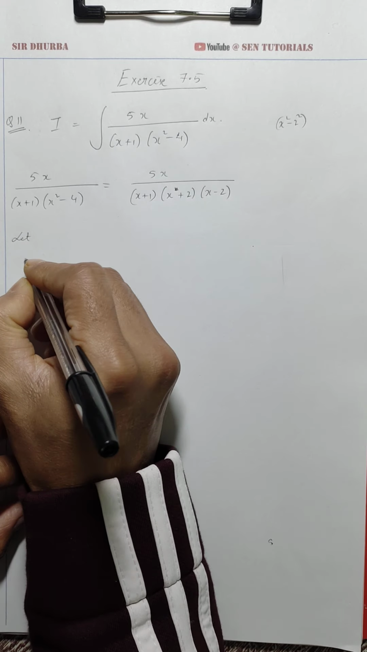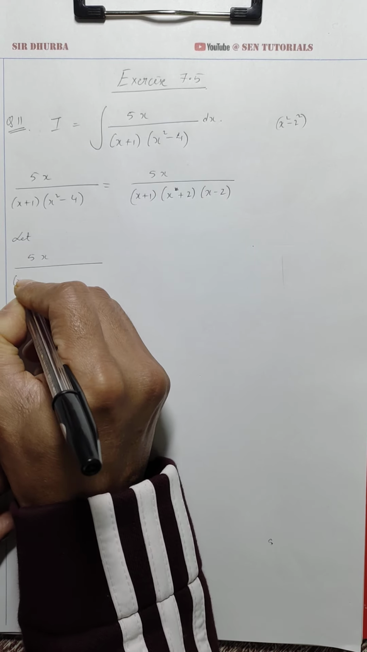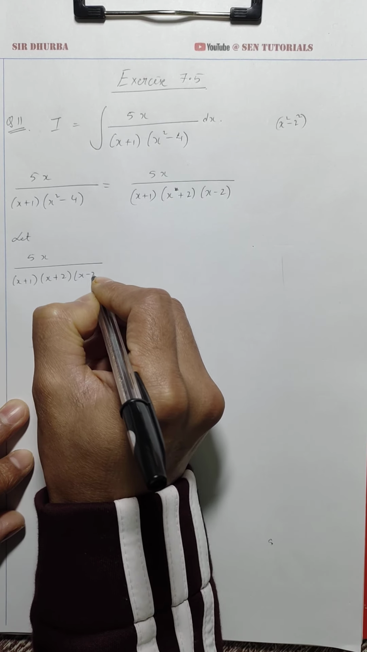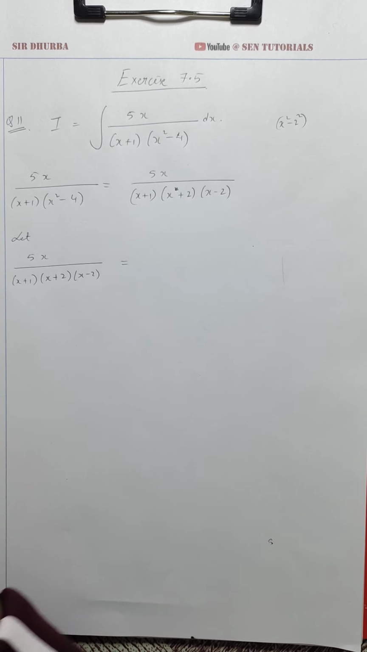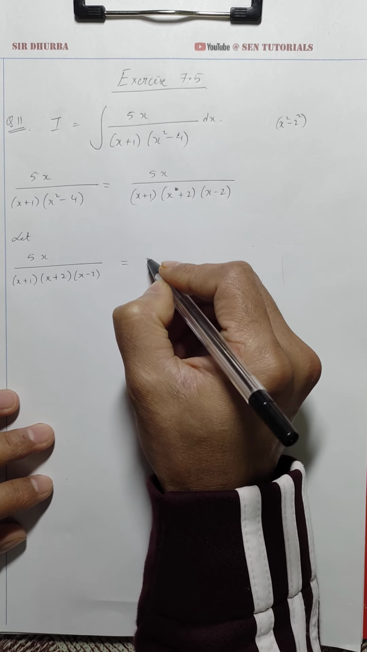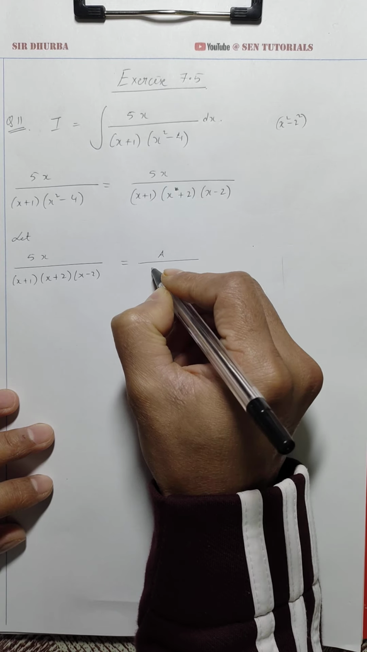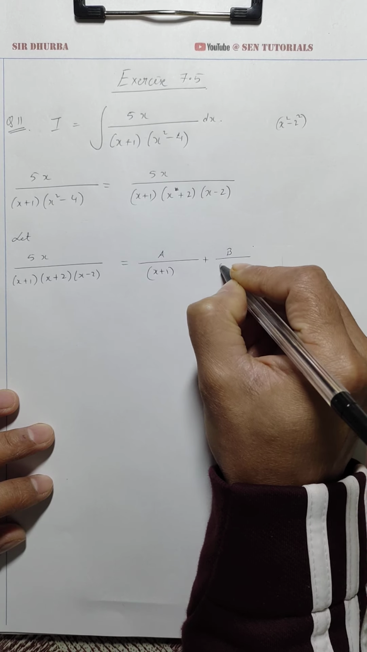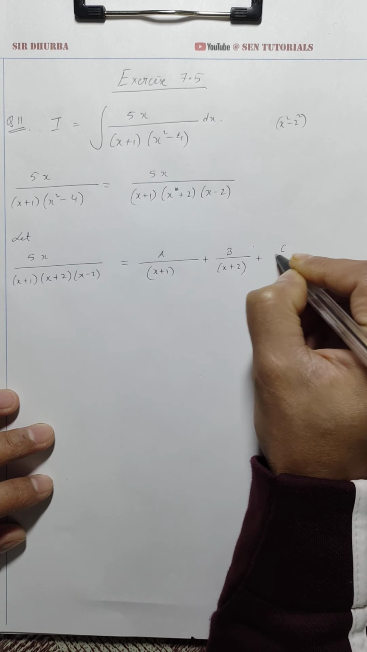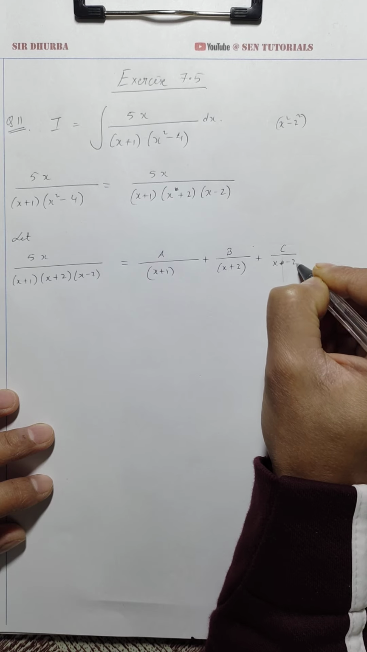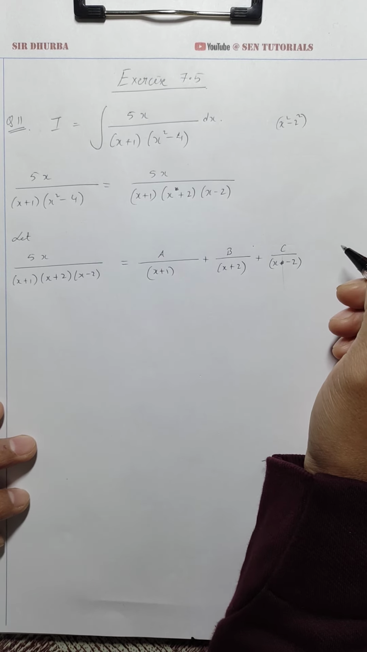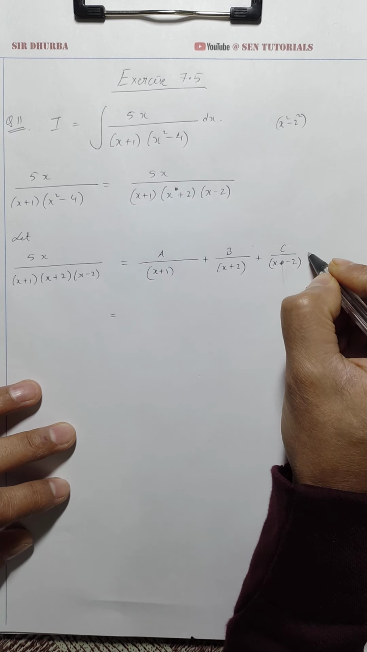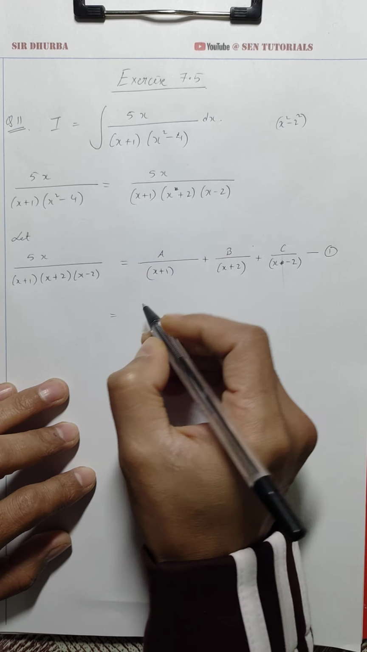So let 5x by (x plus 1)(x plus 2)(x minus 2), as we have already done before, be equal to a by x plus 1 plus b by x plus 2 plus c by x minus 2. Now let's simplify this and find out the constant terms. So let's take the LCM. Let this be our equation 1 because we will need this.